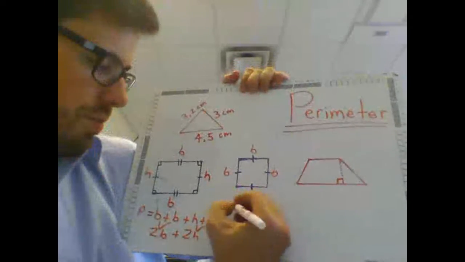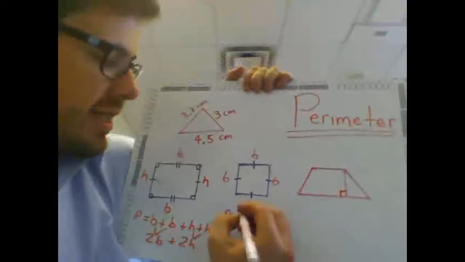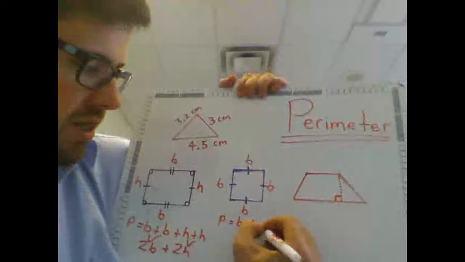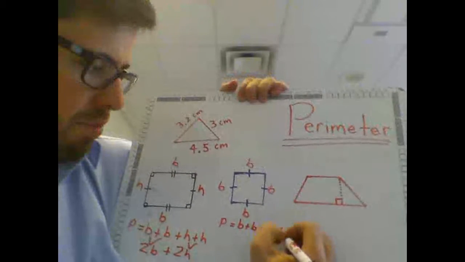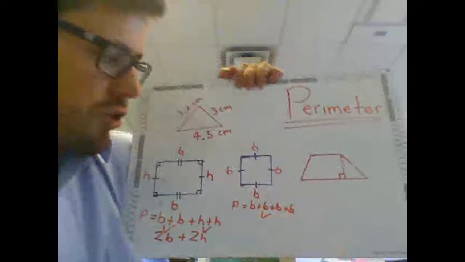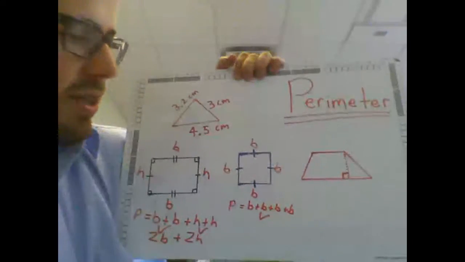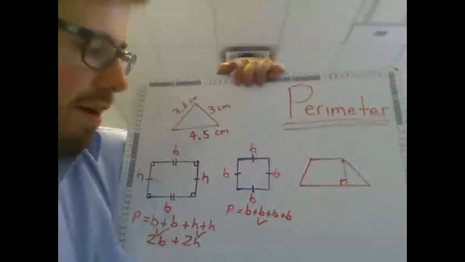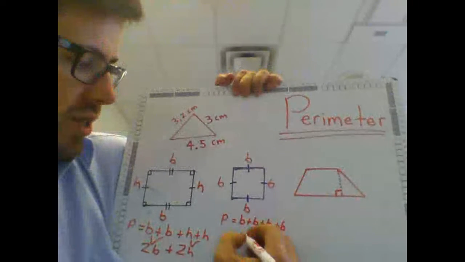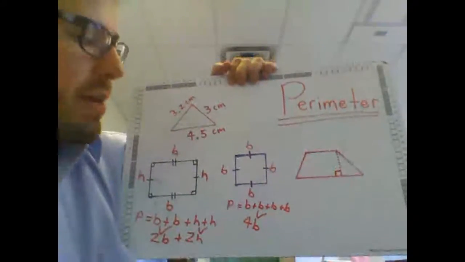Well, we could say that our perimeter, our P, is equal to our base plus our base plus our base plus our base. Just like in the previous formula, you might recognize that we could simplify that. We have 4 b's. So to simplify that, we could also just say perimeter is equal to 4b.